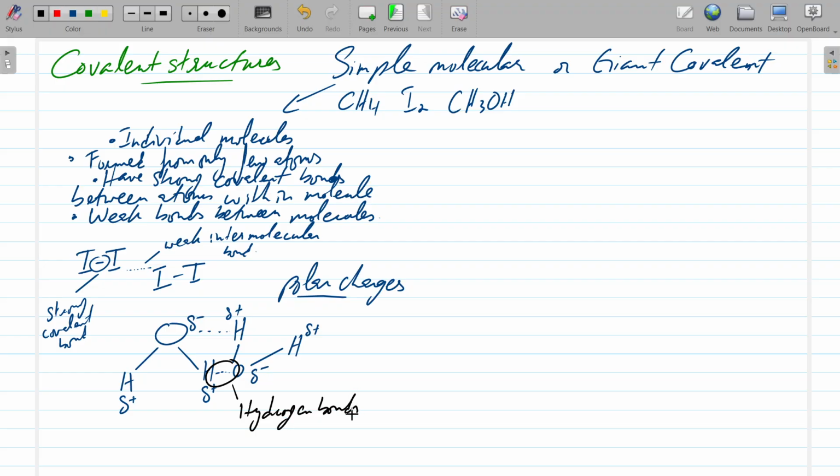Hydrogen bonds aren't explained yet in your syllabus, but these are hydrogen bonds, and they are the strongest of the weak intermolecular bonding that we can get in simple molecular structures. What do you mean by the strongest weak?